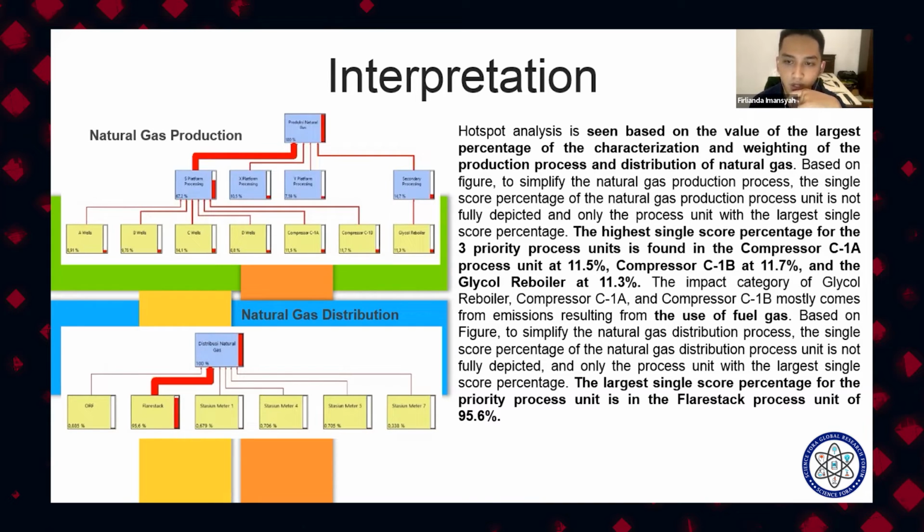The impact category of the glycol reboiler, compressor C1A, and compressor C1B mostly comes from emissions resulting from the use of fuel gas. Based on a figure to simplify the natural gas distribution process, the single score percentage of the natural gas distribution process units is not fully defined. Only the process unit with the largest single score percentage is shown, and it is the flare stack process unit at 95.6%.